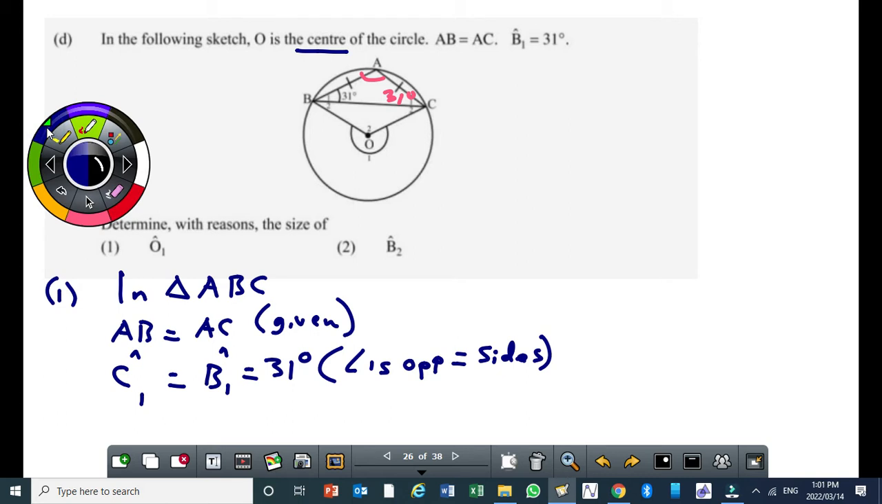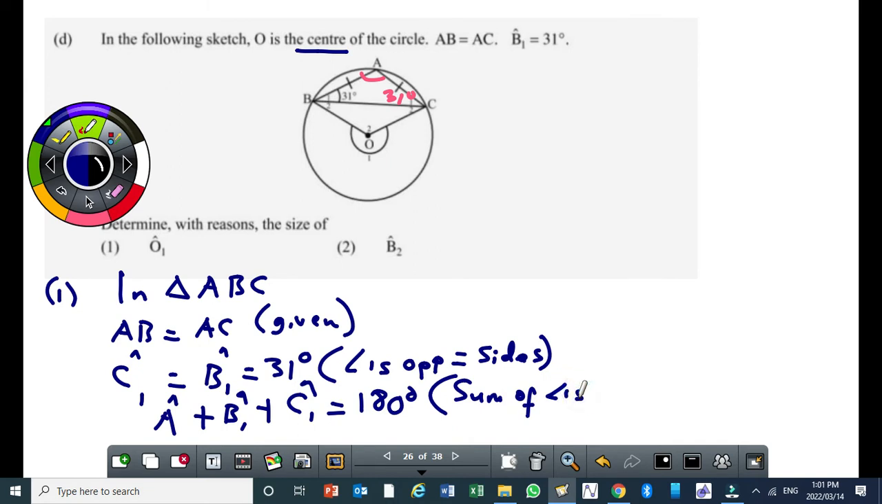So what we can do, we go back to the basics. Angle A plus angle B1 plus angle C1, this is equal to 180 degrees. Then your reason, sum of angles in a triangle. I'm going back to the basics there. But B1 is equal to C1. So both are equal to 31.